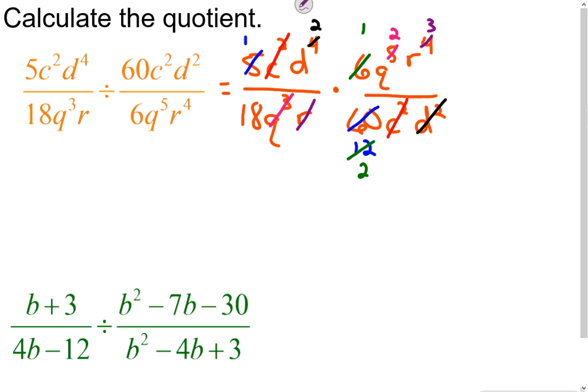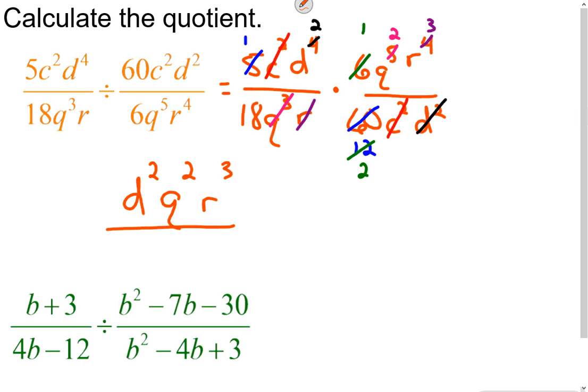So now it's just a matter of multiplying everything in my numerator. It gets kind of messy trying to find everything that's still there. I have a d to the second still remaining, and q to the second, r to the third. So when I write that, it's going to be d to the second, q to the second, r to the third. Over, now I go to my denominator.